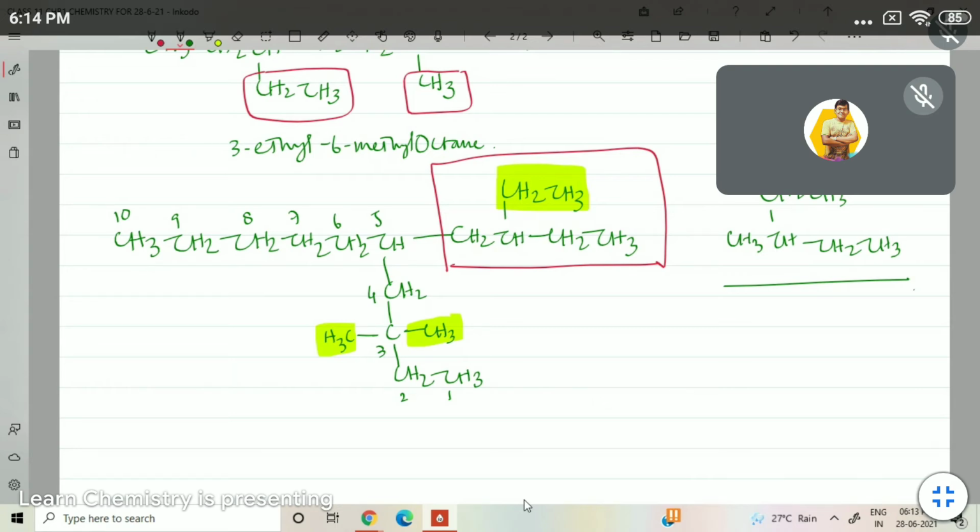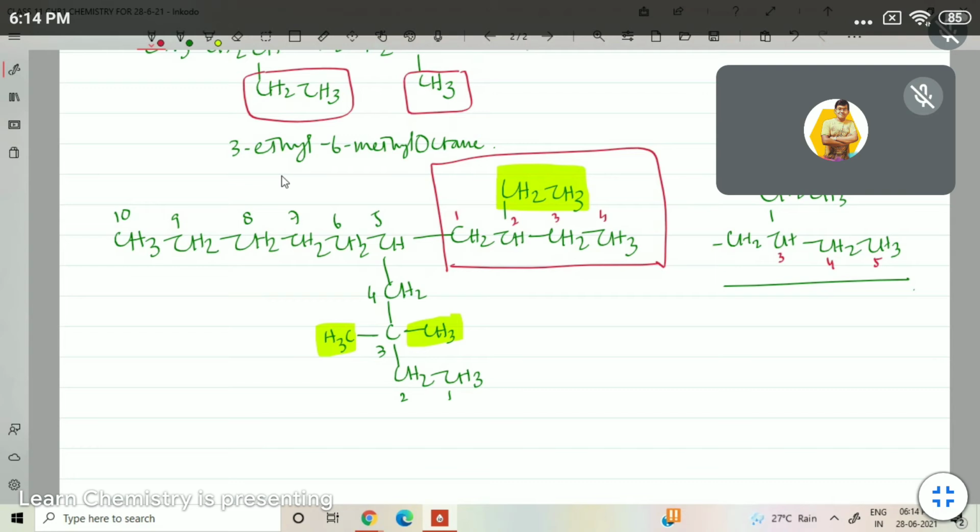The name simply will be 1, 2, 3, 4, 5. That means 3-methyl pentane, right? But here in this case, this is attached with this carbon like this. So that is why you will do the numbering from this side: 1, 2, 3, 4. So the name is 2-ethyl butyl. Why butyl? Because in the main chain you have got 4 carbons. So obviously 2-ethyl butyl. Right.